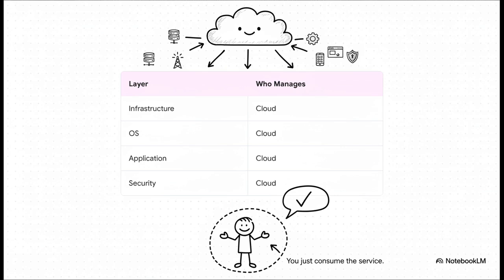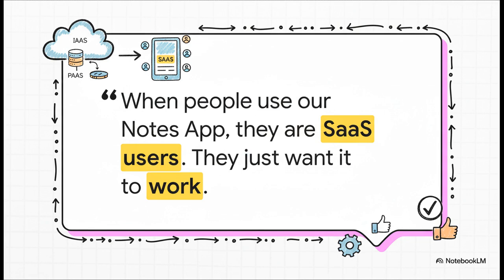It's that simple. Okay, and here's a really cool little twist, a shift in perspective. When someone out there uses our finished Notes app, what are they doing? They're using it as a SaaS product. To them, it makes zero difference if we build it on IaaS or PaaS. They don't care about our servers, they don't care about our code. They are SaaS users, and all they want is for the app to work.